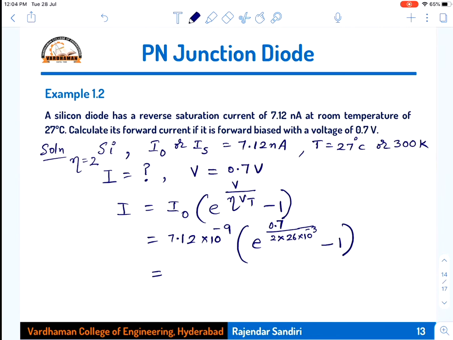7.12 into 10 to the power minus 9 is the reverse saturation current. V value is 0.7. Eta is 2. Vt is T by 11,600, we got that already as 26 millivolts. Directly I am substituting. And this one value is how much? I'm just waiting for someone to calculate and tell the answer. Anyone typing? Calculator is a must.